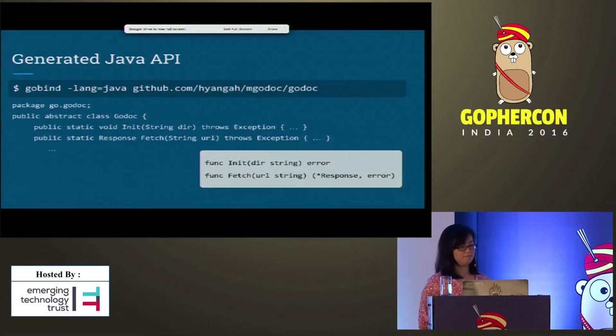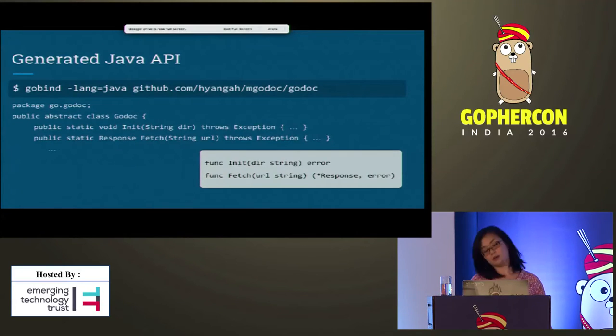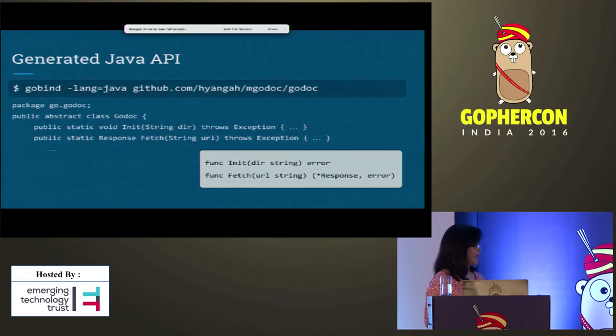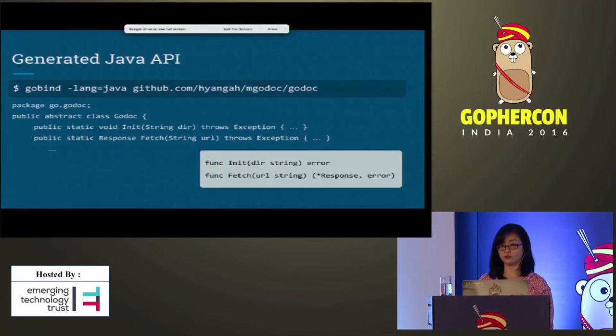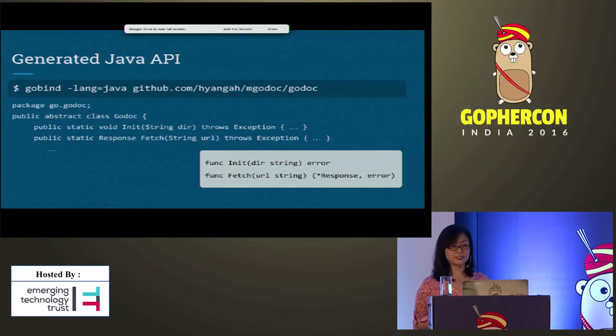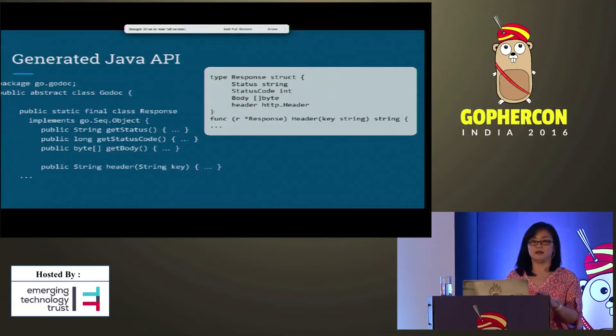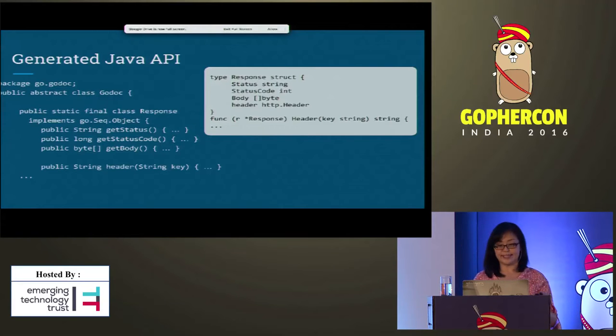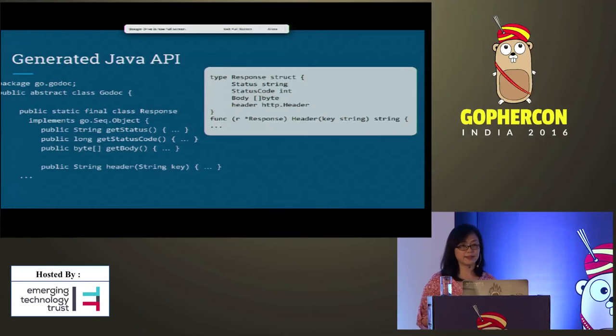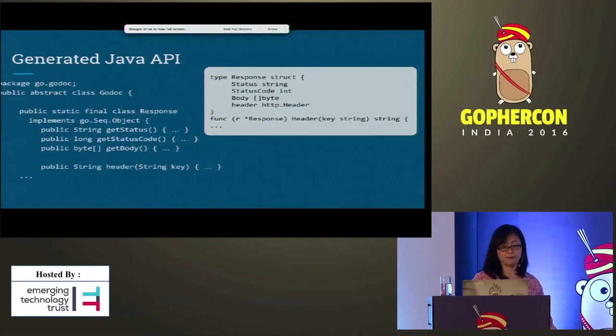And then with GoBind, I could inspect what the Java API looked like. All these functions are mapped to static methods of the Godoc class, and the error is translated into an exception. The response type is translated into a response type class. And here is the response type. For the exported fields, we have getters and setters, and the exported method Header will also be mapped to the header method of this response class.